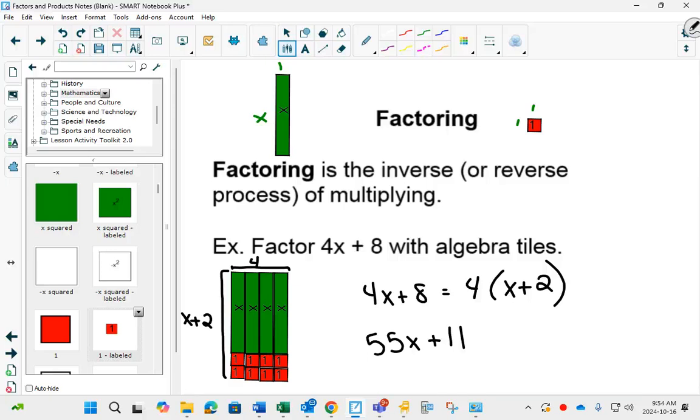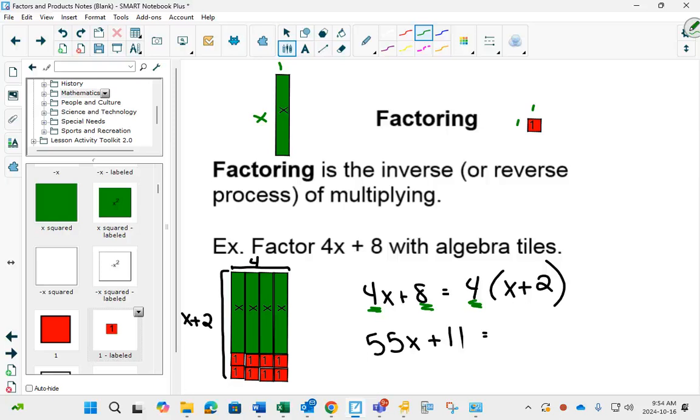Now, the idea is, when we look at the 4 and the 8, do you see that there's one number that divides both of those? Well, there's more than one number that divides those, but it divides both by 2. But the biggest number that divides both of them is 4. And if I take a 4 out of the 4x, I just get left with an x. And if I take a 4 out of the 8, I get left with the 2.